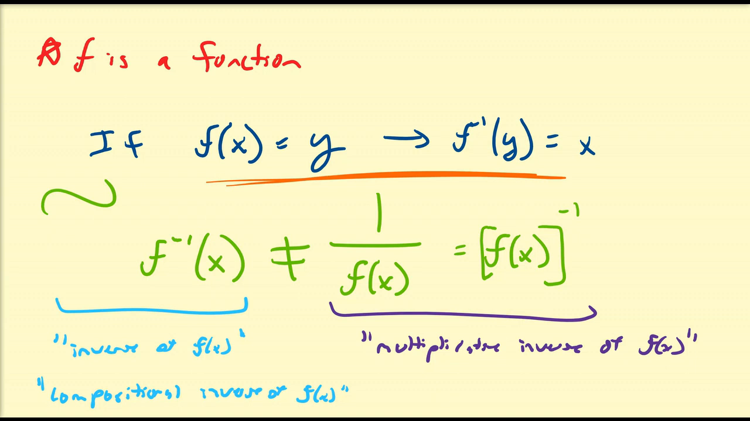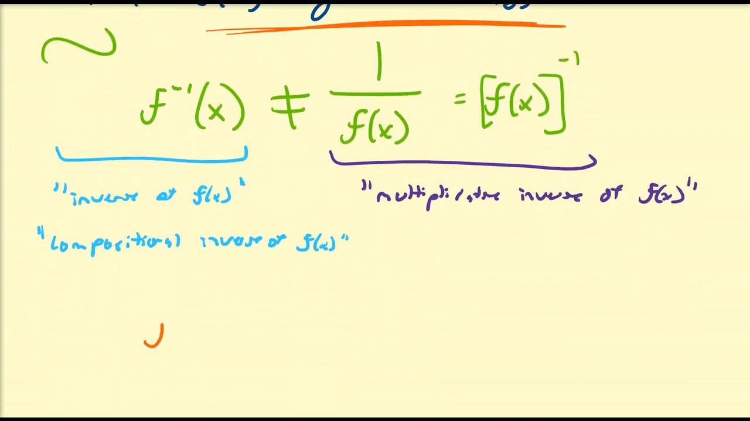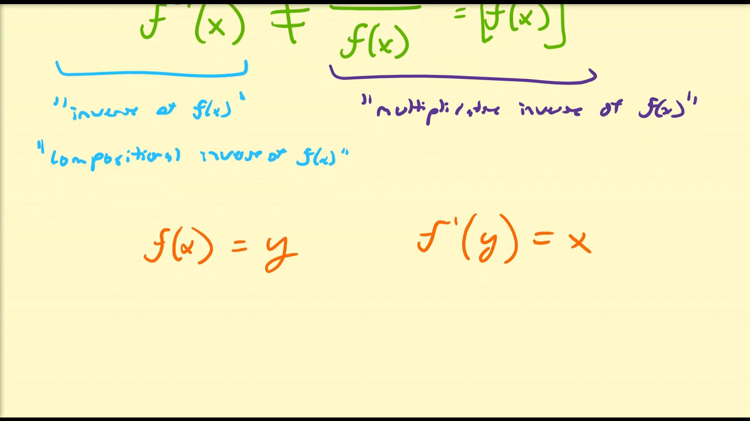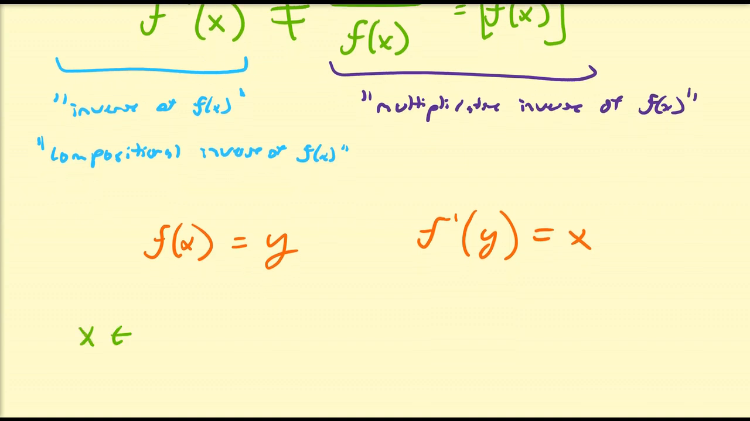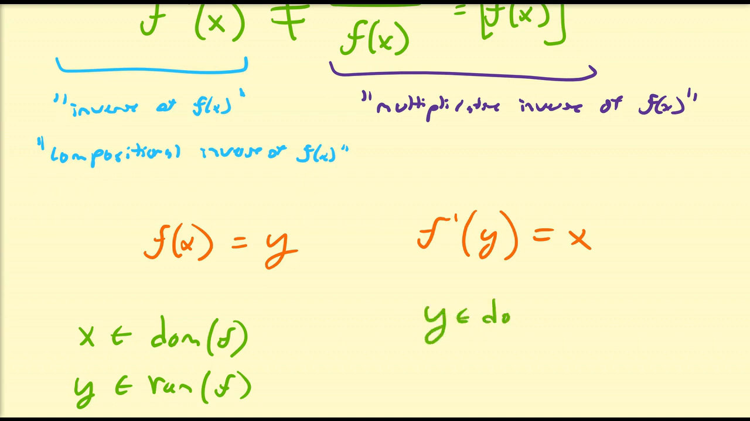All right, so let's go back to this point that I made above. So f sends the element x to the element y, and f inverse sends the element y to the element x, right? So x belongs to the domain of f, and y belongs to the range of f. Here, y belongs to the domain of f inverse, and x belongs to the range of f inverse. Now keep in mind these elements x and y are arbitrary. I'm not really assigning them to different elements.